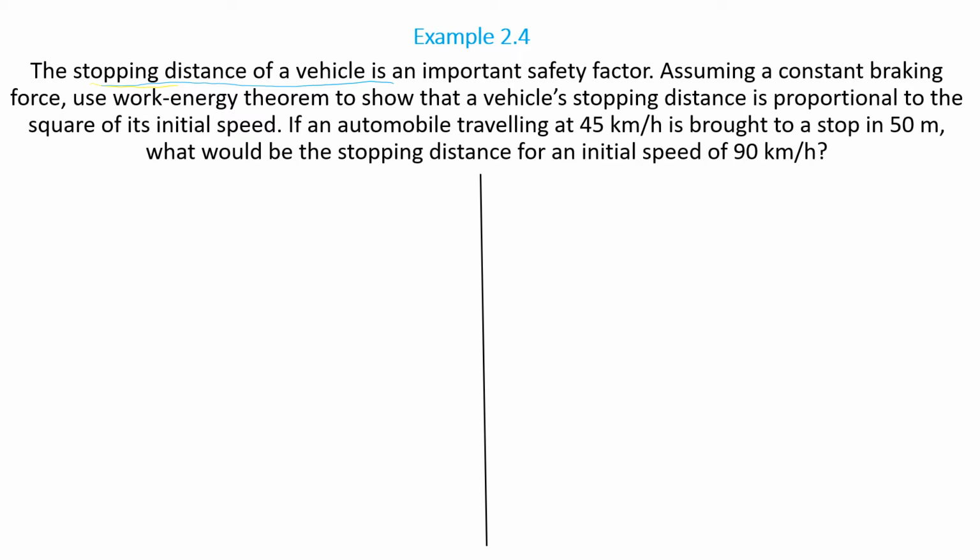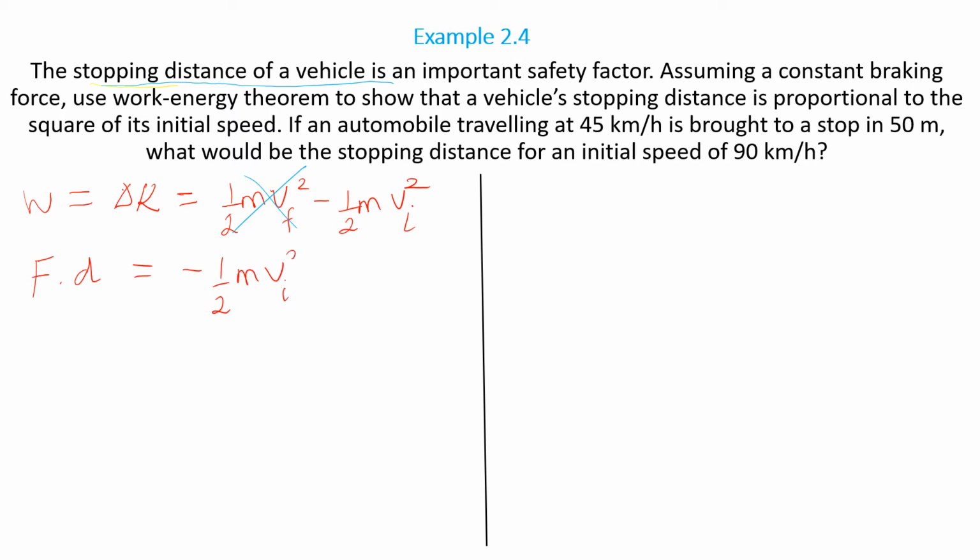The other thing we need to know is that since it is a stopping distance, the final velocity is zero. So we recall the work energy theorem, which says that the work done by a force is equal to the change in kinetic energy. So the work done is going to be a half m v final squared minus a half m v initial squared. Now in this case, because the final velocity is zero, that term goes out of the equation, and we remain with work done, which is force times distance, equal to negative a half m v initial squared.